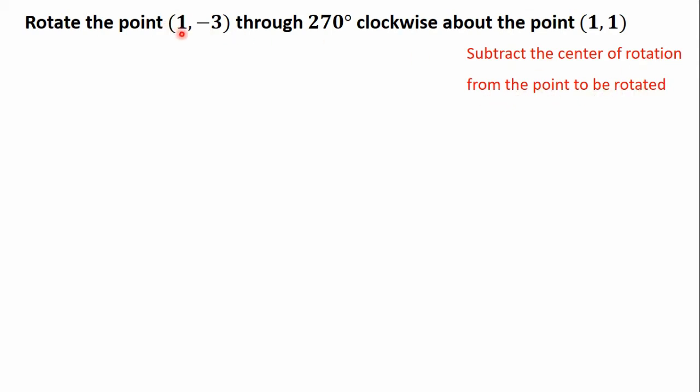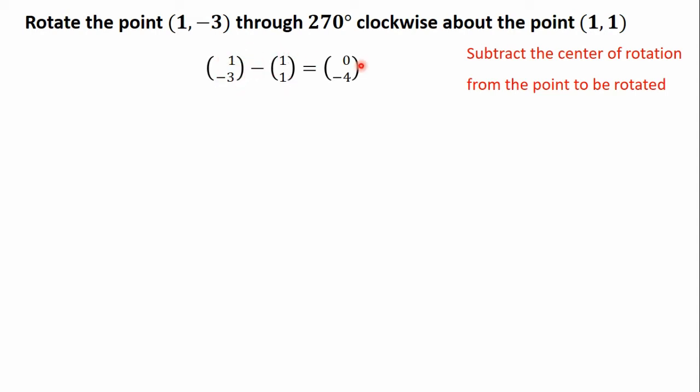The point we are rotating is (1, -3), and the center of rotation is (1, 1). So the first step is to subtract the center of rotation, which is (1, 1), from the point to be rotated. So I will express (1, -3) in vector form, then minus the center of rotation, which is (1, 1). I will express that one also in vector form. (1, -3) minus (1, 1).